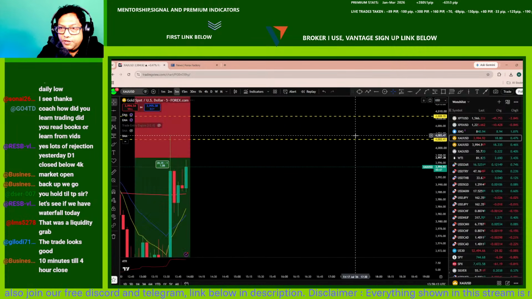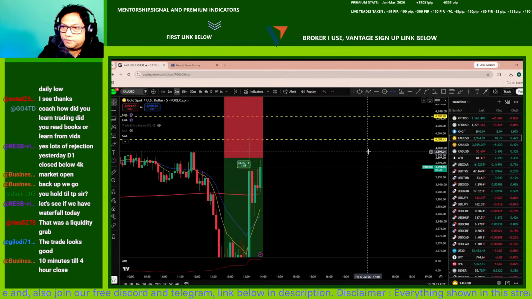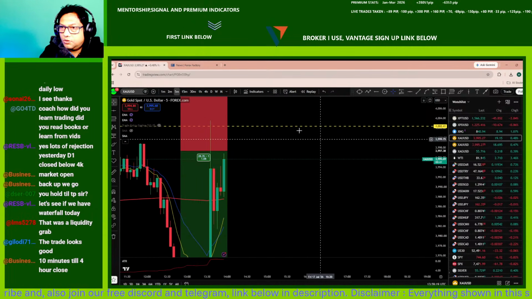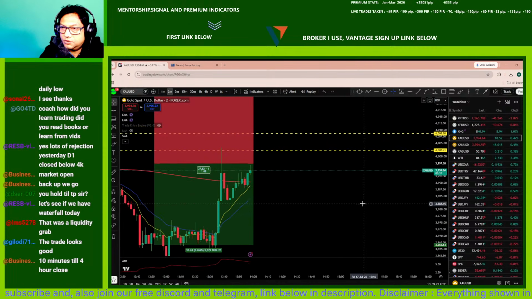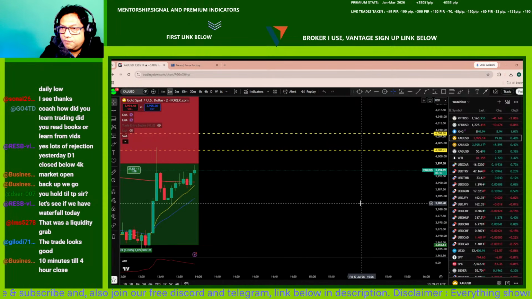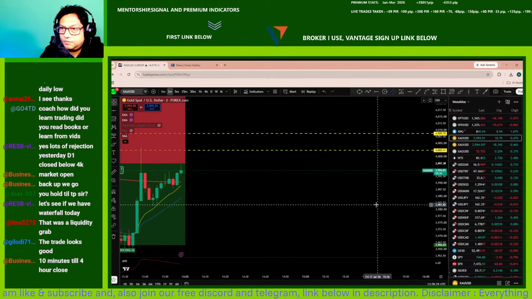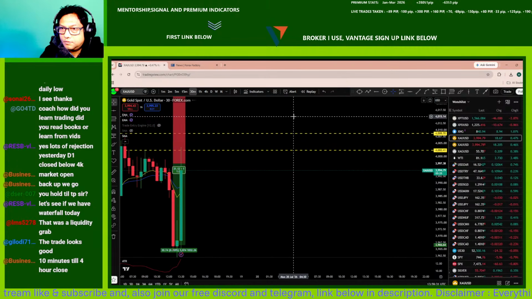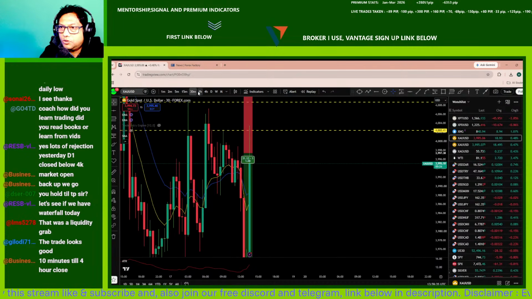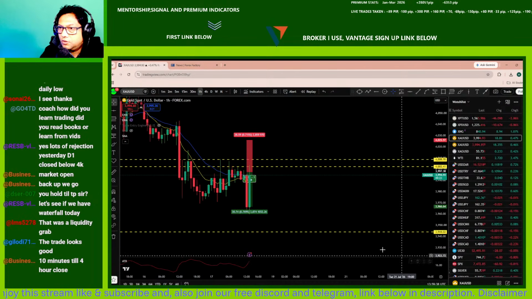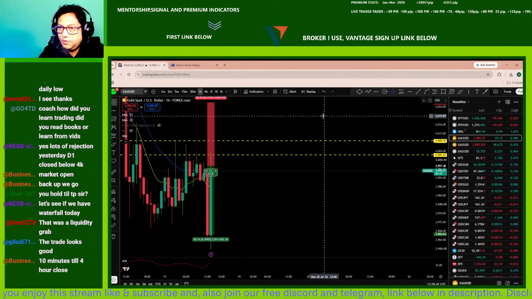I'm still at entry. I don't think it's gonna be a reversal. Let's see what kind of market structure it is creating. And also the 1 hour candle close, which is a big large 1 hour candle close.